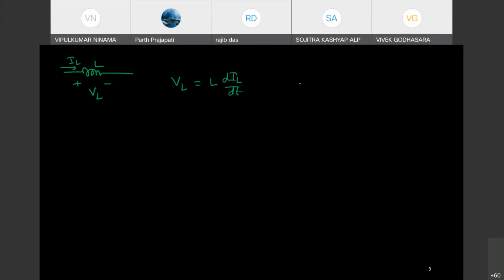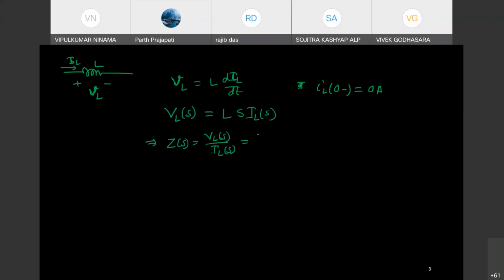And if I consider this, okay, I should go for small letters only, because the capital letter I'll be using for Laplace. So this small i_L(0-) is 0 ampere, initially relaxed, okay? Then capital V_L(s) is L times s times I_L(s). Therefore, this impedance Z(s) is V_L(s) upon I_L(s). That is simply L into s, or s into L.